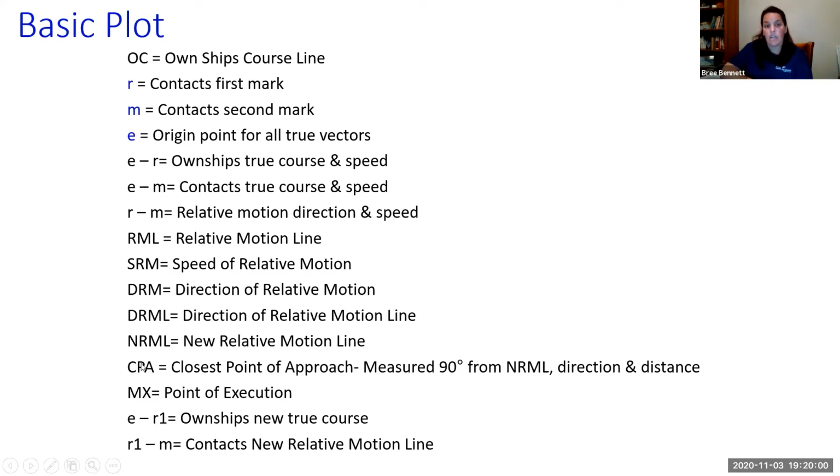Today, we're going to talk about the closest point of approach. So that CPA is going to be very important. And a quick way to measure CPA is to measure it at a 90-degree angle from your relative motion line.